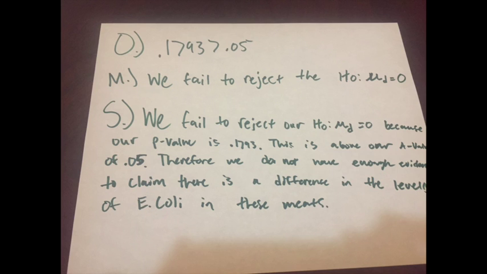Then M, make our decision. We fail to reject the H0. S, state the conclusion: we fail to reject our H0 that mu d is equal to 0 because our p-value is 0.1793. This is above our alpha value of 0.05. Therefore, we do not have enough evidence to claim there's a difference in the levels of E. coli in these meats.